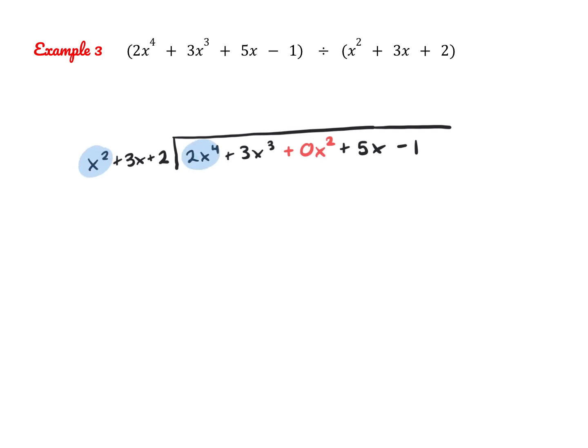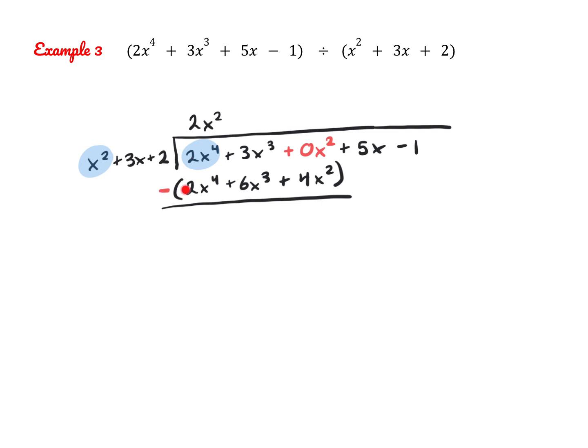So hopefully that will remind you to go back and check to see if you're missing a placeholder. So let's start with our first round of division. 2x to the 4th divided by x squared is 2x squared. And I multiply. 2x squared times x squared is 2x to the 4th. 2x squared times 3x is 6x cubed. 2x squared times 2 is 4x squared. So you see, if I didn't have the placeholder, I would have nothing to line up my x squared term with. Now be very careful with this subtraction step.